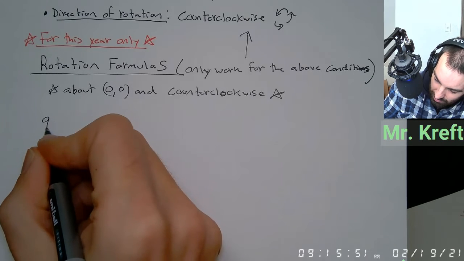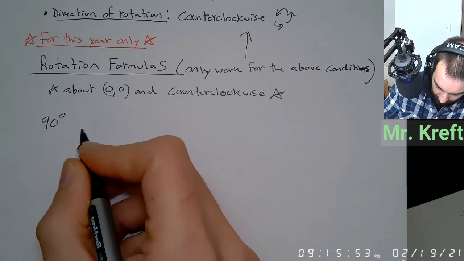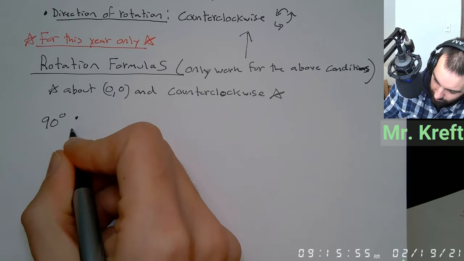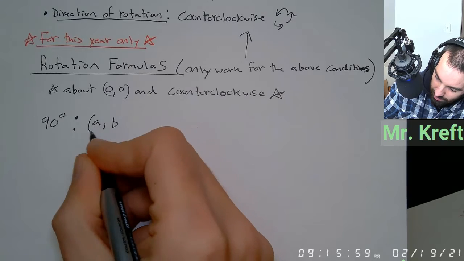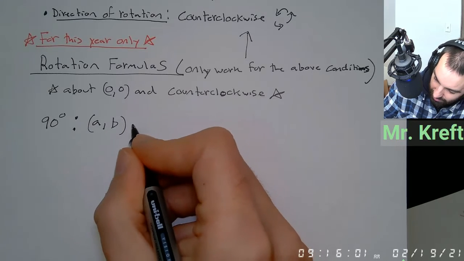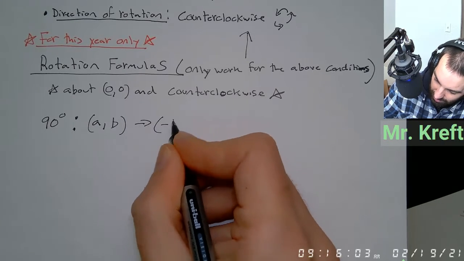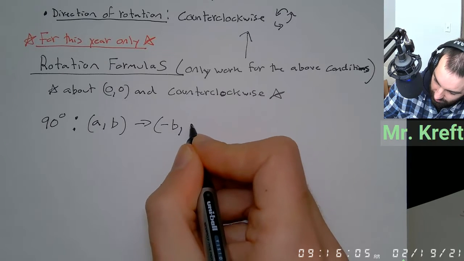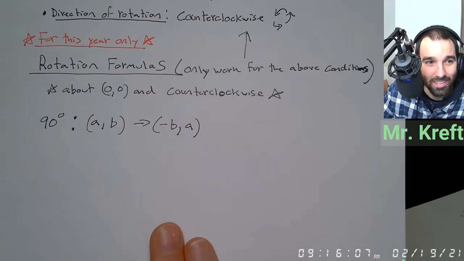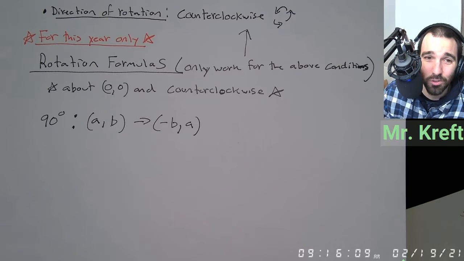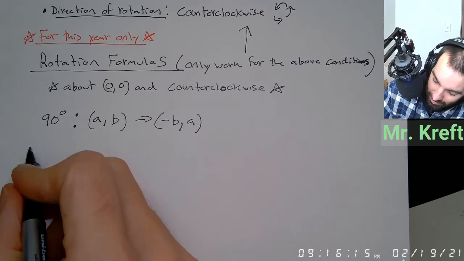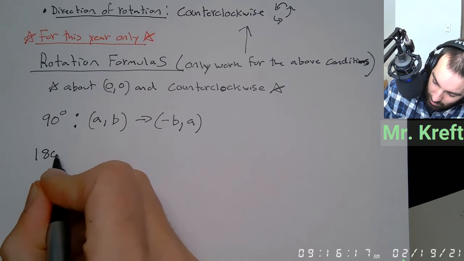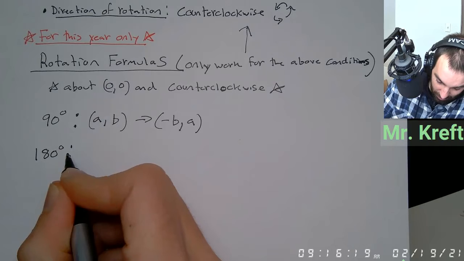So the first one is going to be 90 degrees. Okay, so you have a point (A, B), and it's going to turn out to be (negative B, A). Okay, and guys, this is so unsatisfying because you're just writing down a formula, and I'm really sorry about that. And we're not going to have really time to do anything with it.